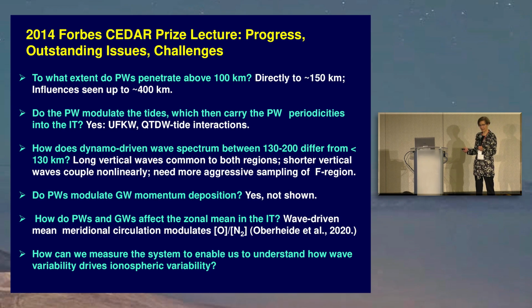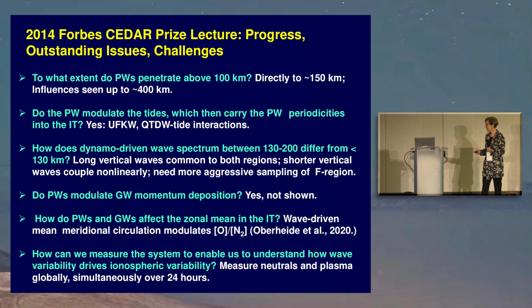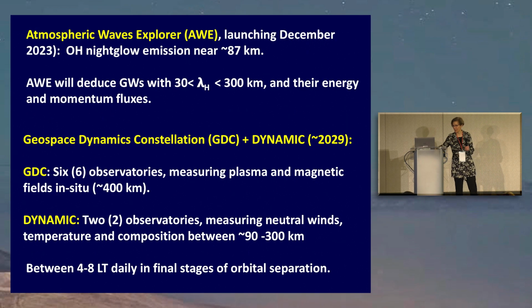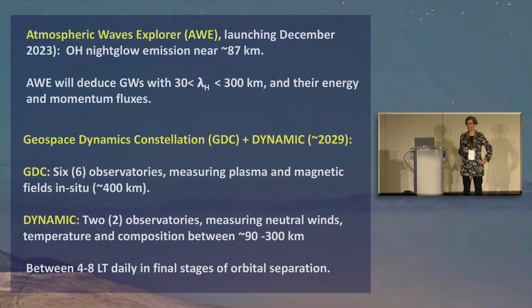And finally, the question that both Forbes and I are leaving you all with is, how can we measure the ionosphere-thermosphere so as to enable us to really understand how the neutral wave variability drives the ionospheric variability? And my answer to that, which I hope future missions will be dealing with, is that we simply need to measure neutrals and plasma globally, simultaneously, and over 24 hours at least, in order to really be able to sort everything out. So I'll leave you with that. I'm sure we'll hear much more about this as the week goes by. And thank you all very, very much for your patience.